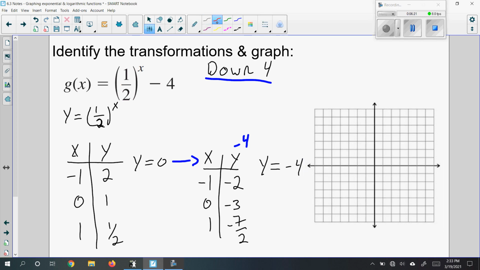So let's go ahead and graph this. First, we'll graph the horizontal asymptote. So our horizontal asymptote is y equals negative 4. And then we'll go ahead and plot these points. Negative 1, negative 2. 0, negative 3. And 1, negative 7 halves. Well, negative 7 halves is negative 3.5. So the graph is going to get infinitely close to our asymptote.